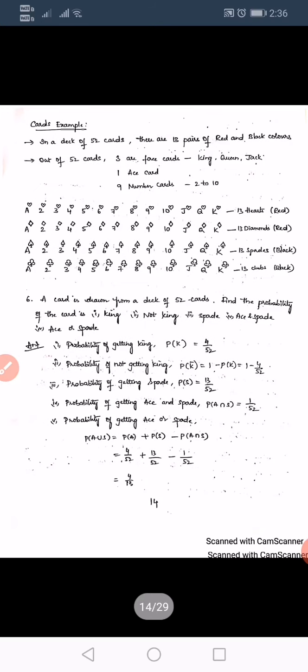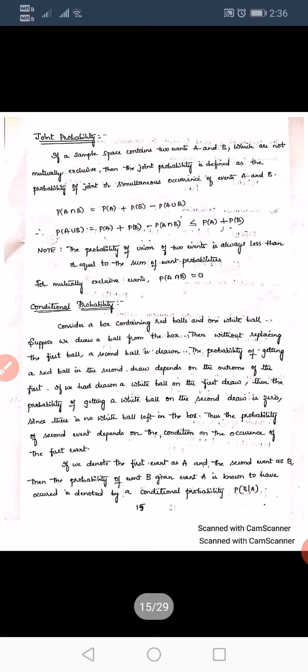In today's class, let us discuss the topics of joint probability, conditional probability, total probability, and Bayes theorem. The first topic is joint probability. Let us consider two events A and B. These two events are not mutually exclusive. In the previous class, I told you that mutually exclusive means both events do not have any common elements in a sample space.